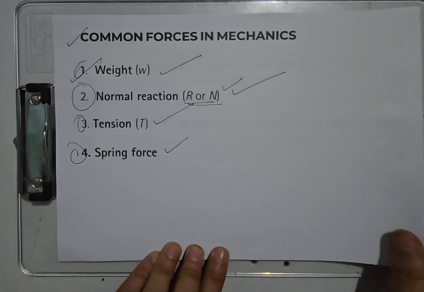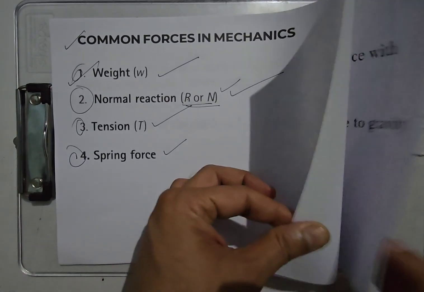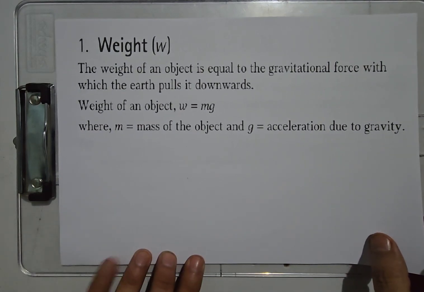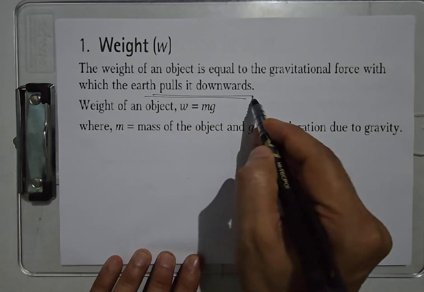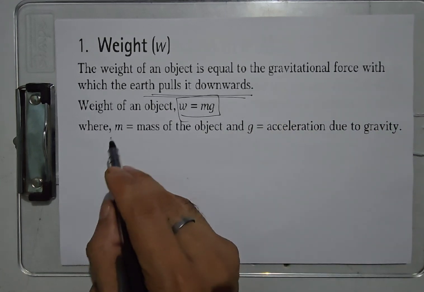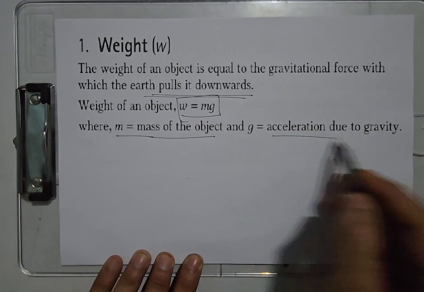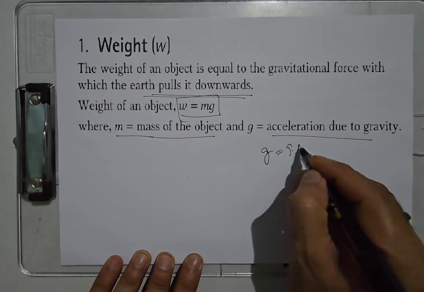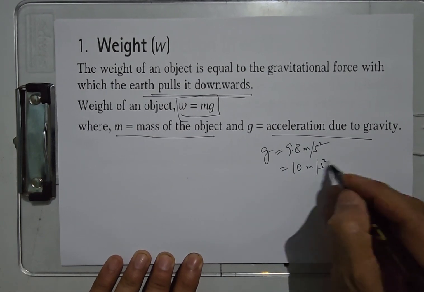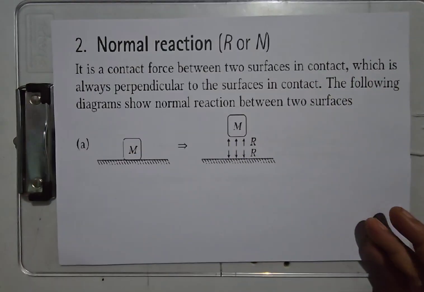Okay, so we will study all these forces one by one. Let us see. First one is weight. What is weight? The weight of an object is equal to the gravitational force with which the earth pulls it towards, or downwards, you can say. The weight of the object is W = mg, where m is the mass of the object and g is the acceleration due to gravity. Generally g is 9.8 meter per second square, or for simplicity we take g equal to 10 meter per second square. So this is about the weight.